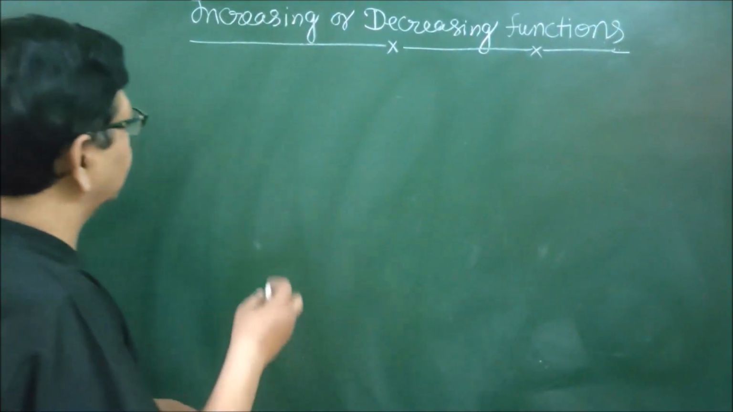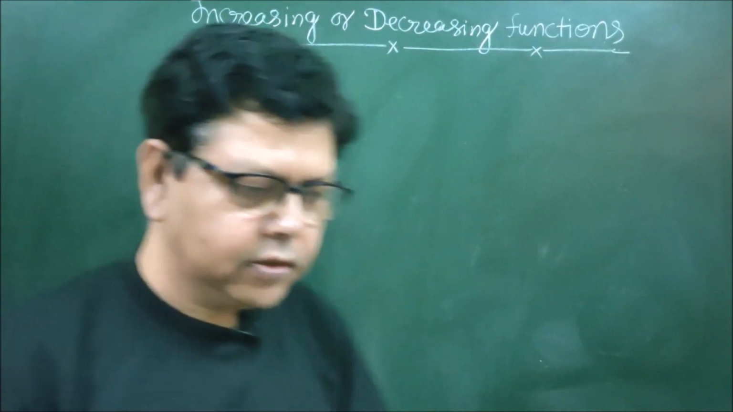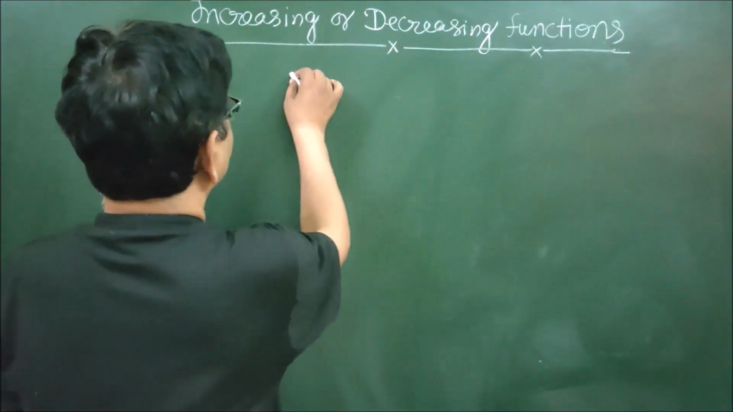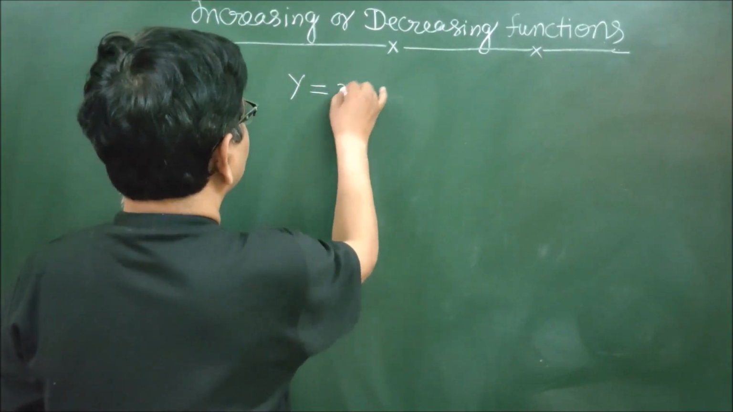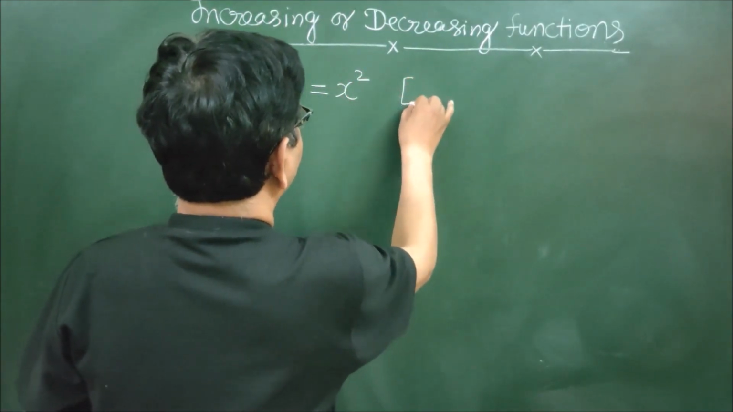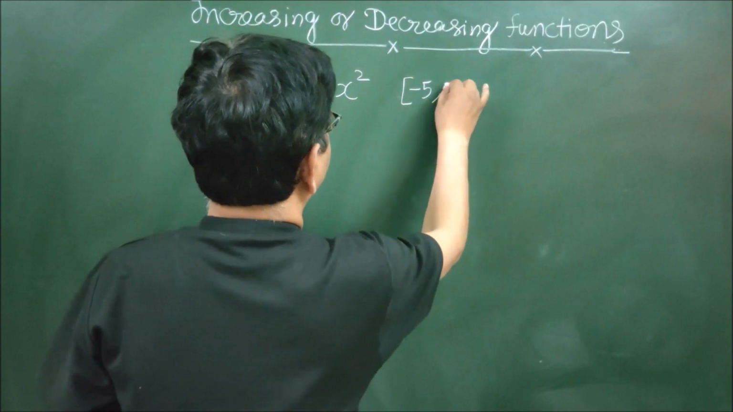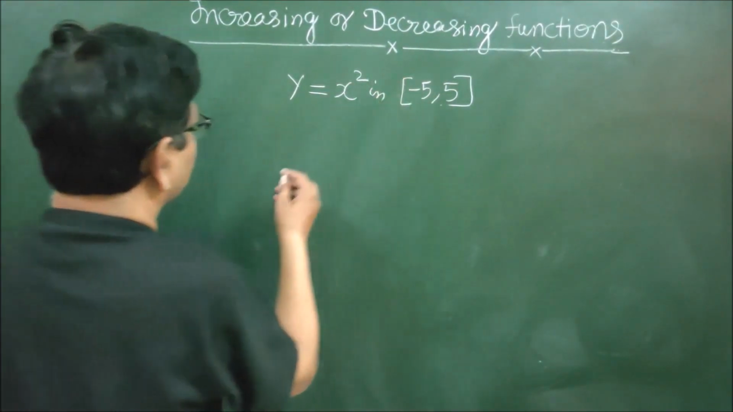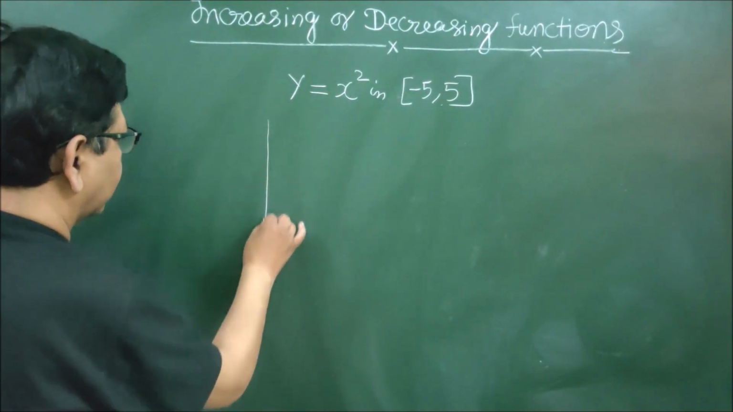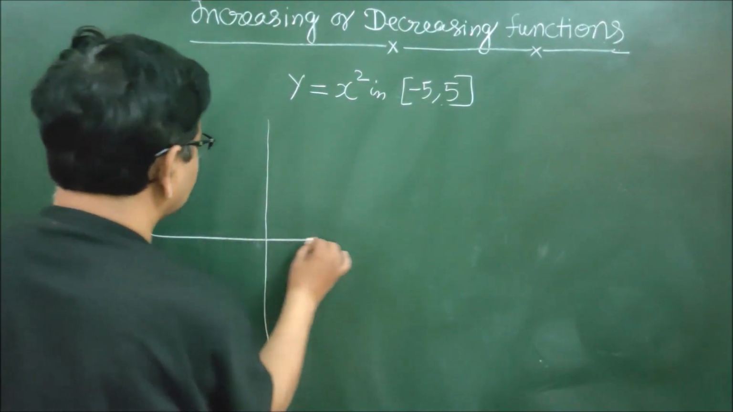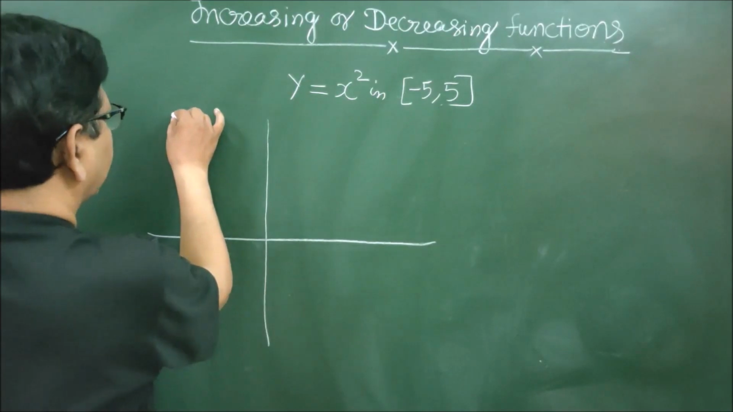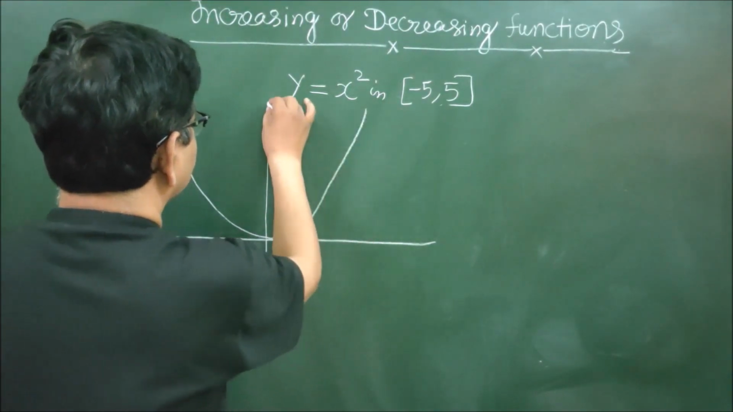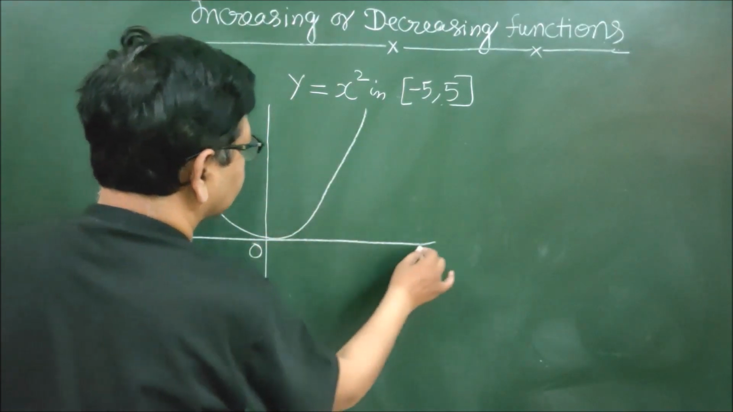So let us consider the graph of the function y is equal to x square in the interval -5 to 5. So let us draw the graph y is equal to x square. The graph of y is equal to x square is a parabola whose axis lies on the y axis.